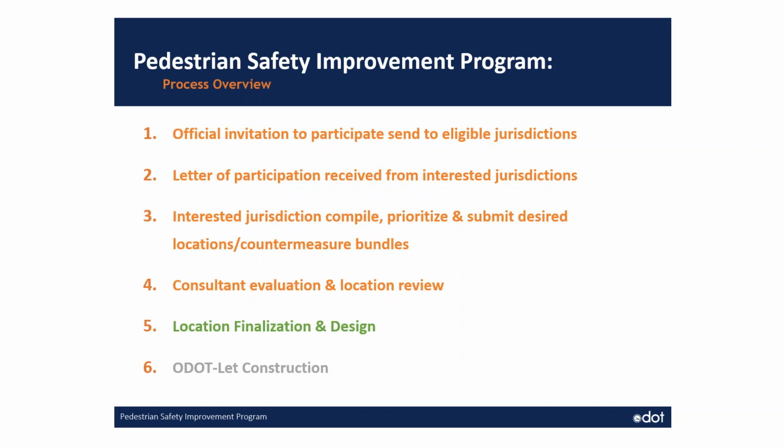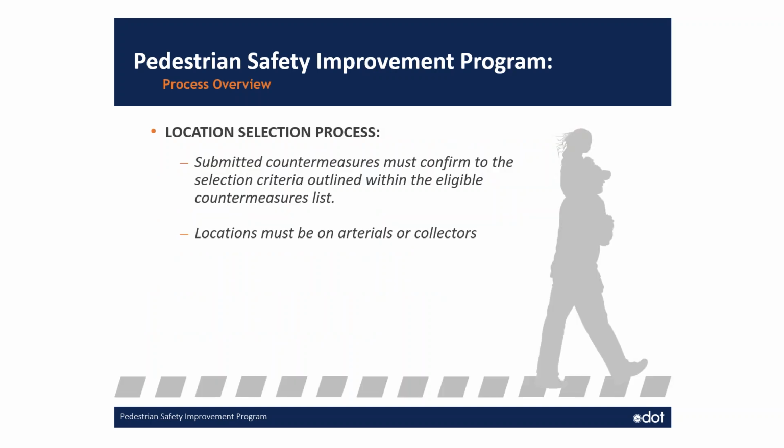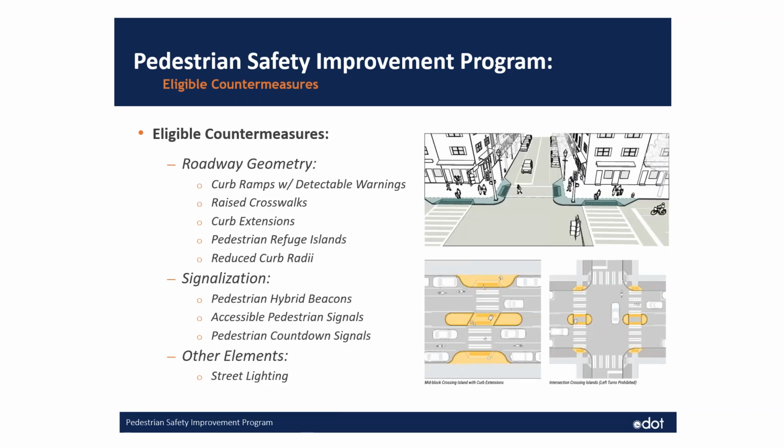So this is just that process, listed in words rather than a graphic. As I mentioned, for the location selection process, submitted countermeasures had to conform to the criteria that we laid out in the spreadsheet. And we did tell them that locations had to be on arterials or collectors, because as we've seen on multiple slides now, those are the 2 facility types where we see a large overrepresentation of pedestrian fatal and serious injury crashes.